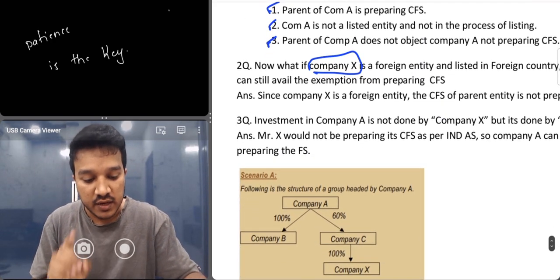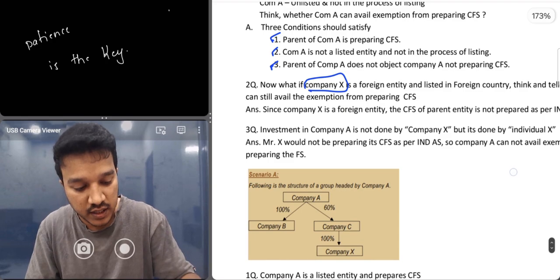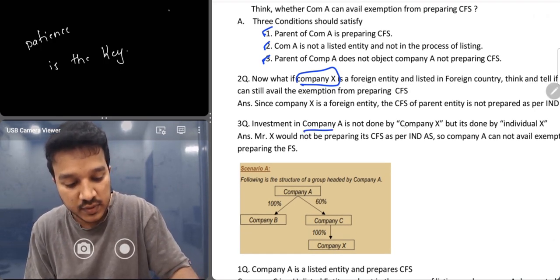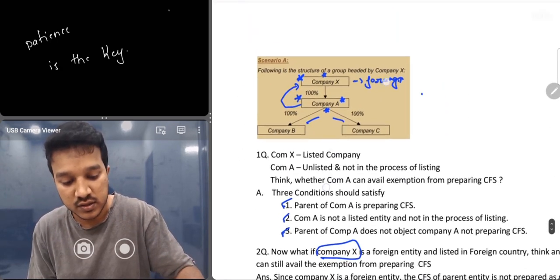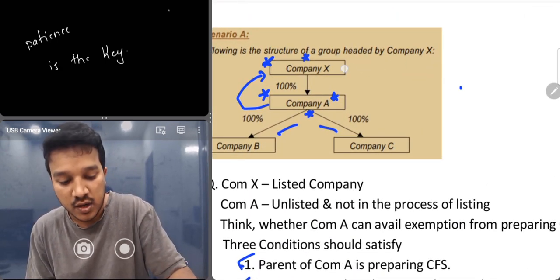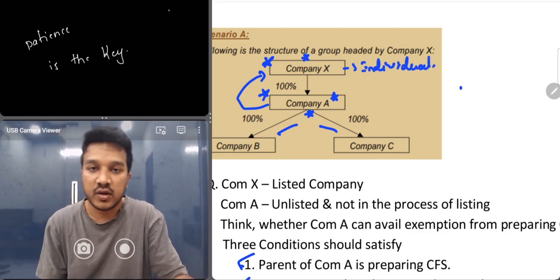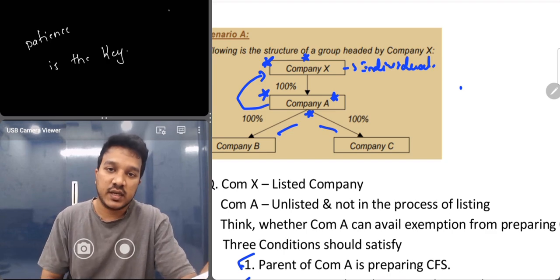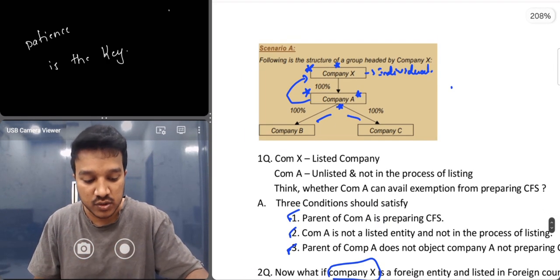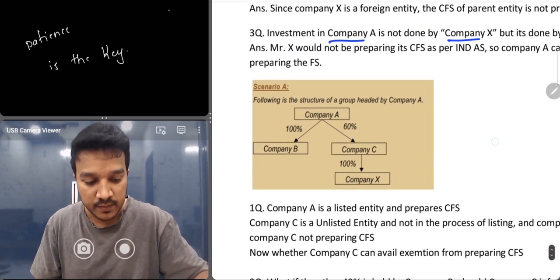That is very important. Suppose investment in company A is not done by company X, but by individual X. Investment in company A is done here by a foreign company or an Indian company. What if this fellow is an individual? See, an individual definitely will not prepare CFS as per India's. So in that case, you cannot avail exemption from preparing CFS, because your basic condition is not getting satisfied. One of the conditions is not getting satisfied.